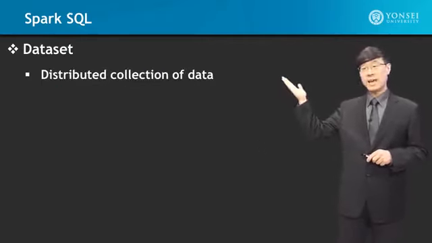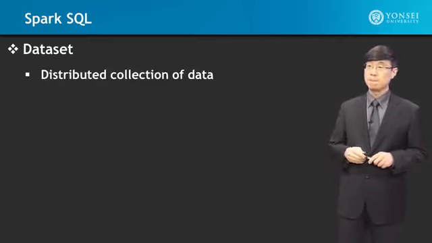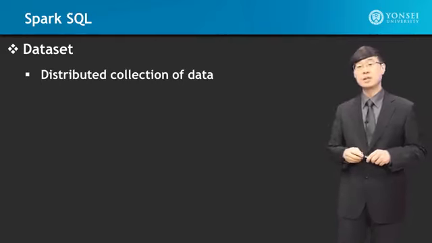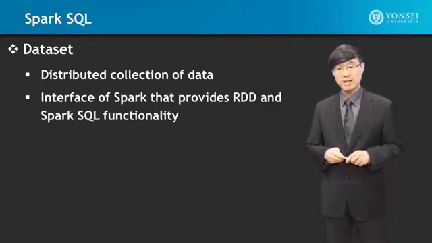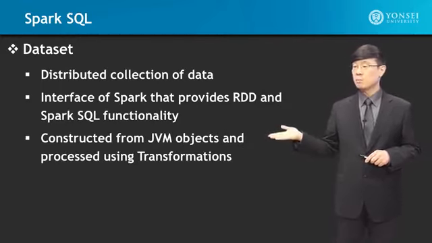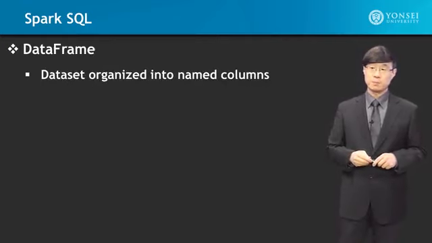In order to understand Spark SQL operations, we need to look into some additional terminology. A data set is a distributed collection of data. It is an interface of Spark that provides RDD and Spark SQL functionality. It's constructed from JVM objects and processed using transformations.